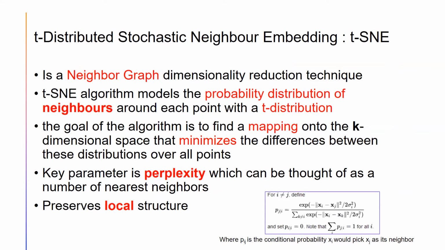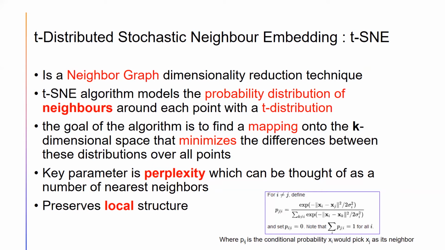TSNE is basically a member of the neighborhood graph methodology. So what TSNE tries to do is every point looks around at its neighbors and builds a conditional probability model of what are the odds of me selecting, let's say, another point as my neighbor. And the objective of TSNE is to minimize the difference between these various distributions in order to figure out who's a neighbor and who isn't.